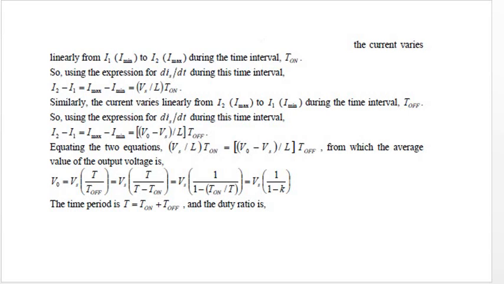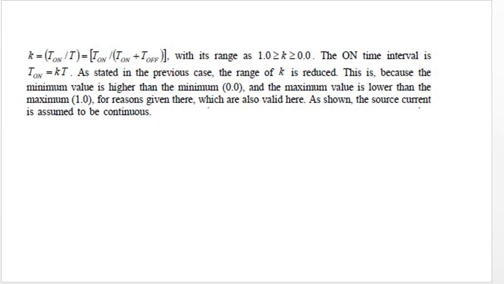Now the average value of output voltage is V naught equal to Vs into T by T off, which is Vs into T divided by T minus T on. T off is represented by T minus T on. So V naught is equal to Vs into 1 divided by 1 minus T on by T. T on by T is equal to K, so V naught is Vs into 1 divided by 1 minus K. K is the duty ratio.